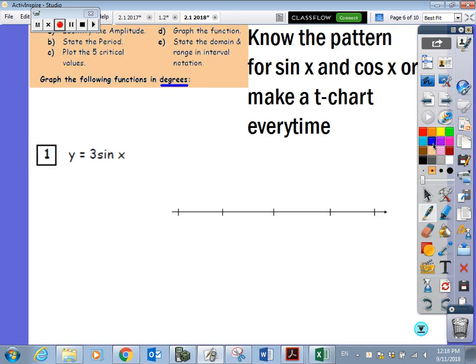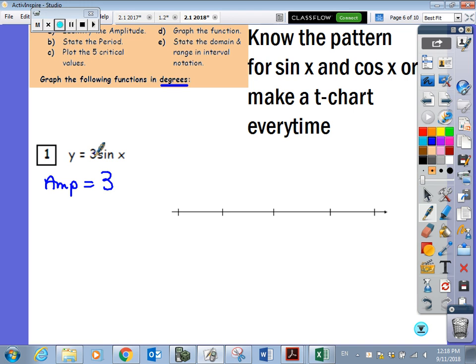All right, so here, y equals 3 sine x. The first thing it says to do is to state the amplitude. So our amplitude is whatever's out in front. Always positive. If that was negative 3, it'd still be 3. Amplitude is a distance. If it was negative, it would just flip it, reflecting over the sinusoidal axis.